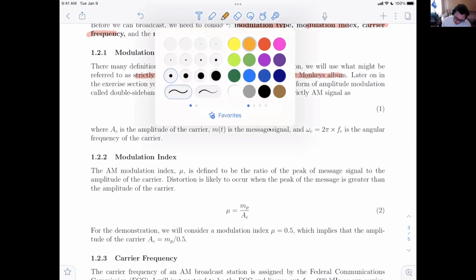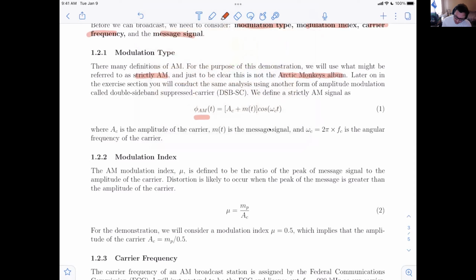And you'll notice it has two time varying signals. It has your amplitude of the carrier times the cosine, or we like to say modulated by a cosine. And you've also got your message signal modulated by a cosine. So you'll notice that this A_c cosine of omega_c t is a single tone signal, right? It's only got a single frequency.